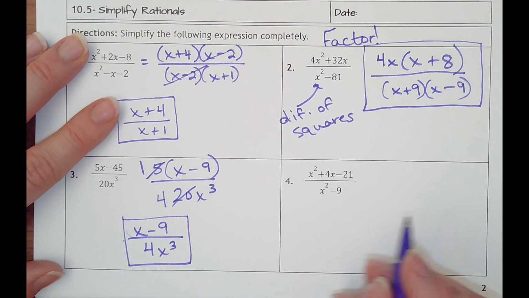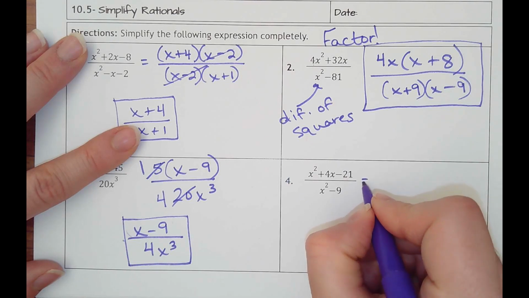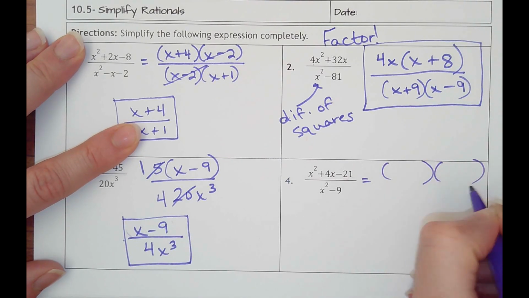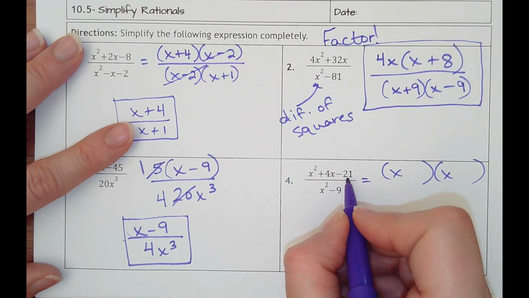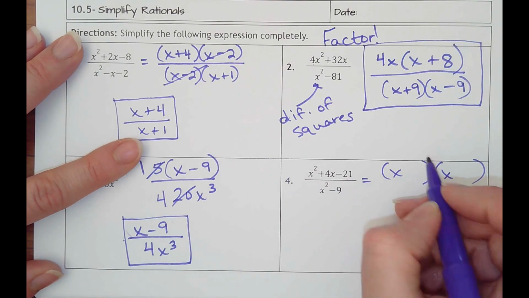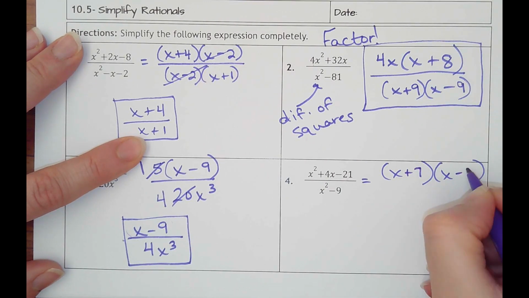And then number 4, I have a trinomial on top I need to factor. What multiplies to make negative 21? That would be 3 and 7. I need more positives, so it would be positive 7 minus 3.